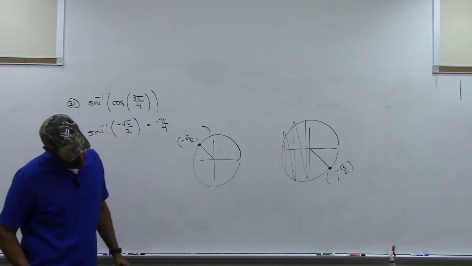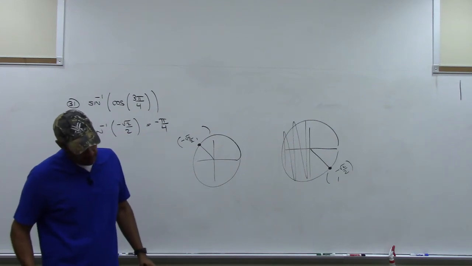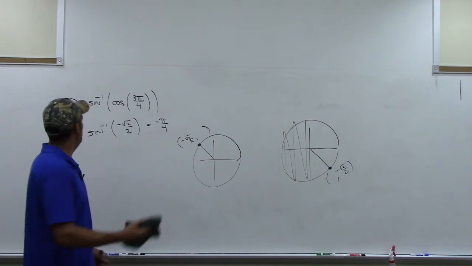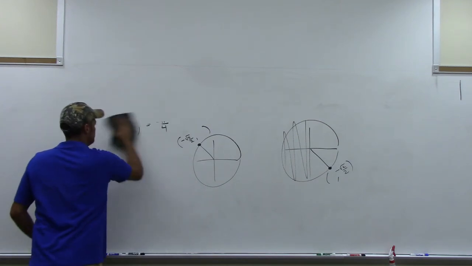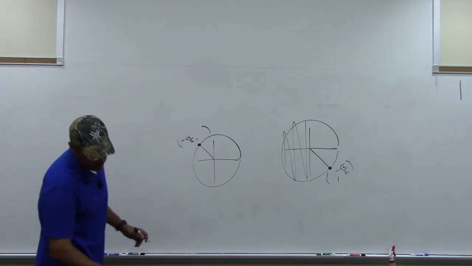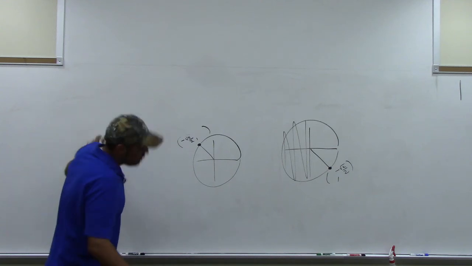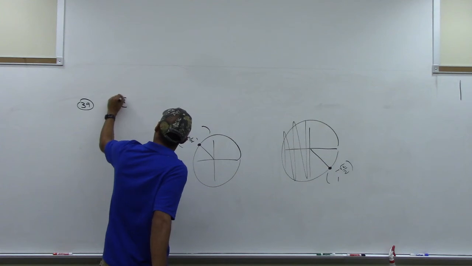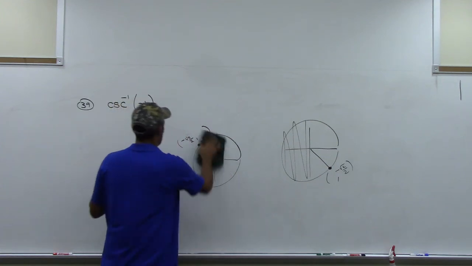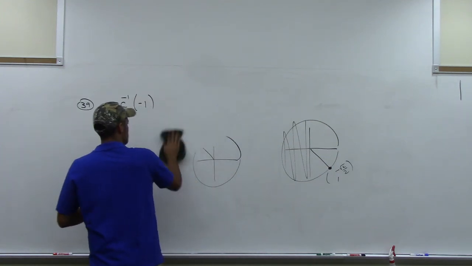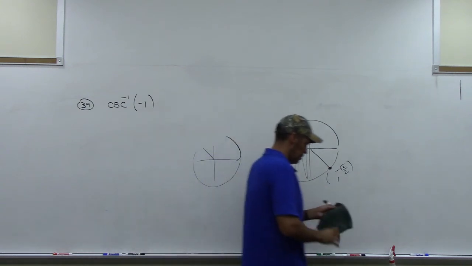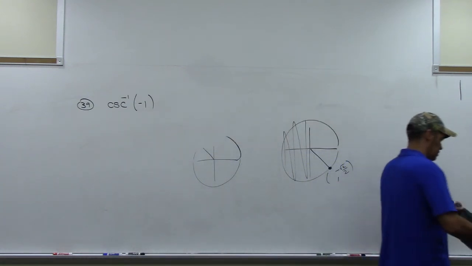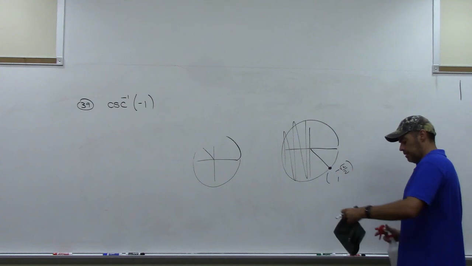All right, 39, find the exact value. Cosecant inverse of negative 1. All right, cosecant inverse. Man, this thing is leaving all sorts of marks. Oh, this is like a filthy rag.